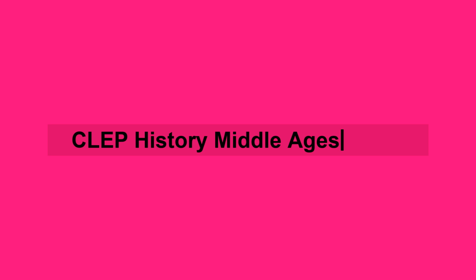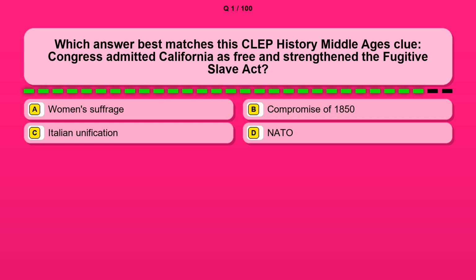CLEP History Middle Ages. Question 1. Which answer best matches this CLEP History Middle Ages clue? Congress admitted California as free and strengthened the Fugitive Slave Act.